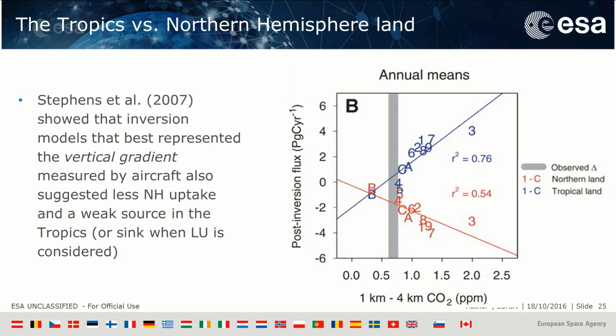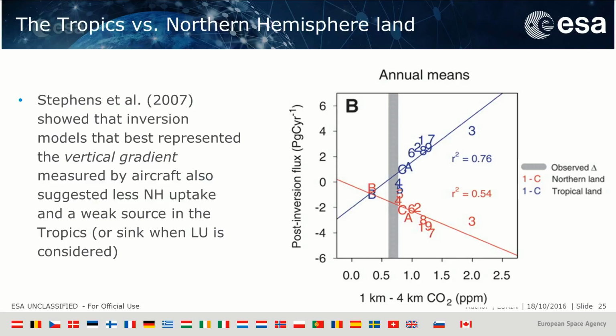Now, there's this kind of ongoing debate about the tropics versus the northern hemisphere land. Which one is a source and which one is a sink, and how big is this split? And so there was this paper in Science in 2007 that used aircraft data and said, you know, this is a vertical mixing problem. This is the transport problem. So if we have models that can better represent the vertical gradients in the concentrations, then they're probably going to be more correct. And so what they did is plot here the northern land versus the tropical land, and this is whether you get the gradient right.